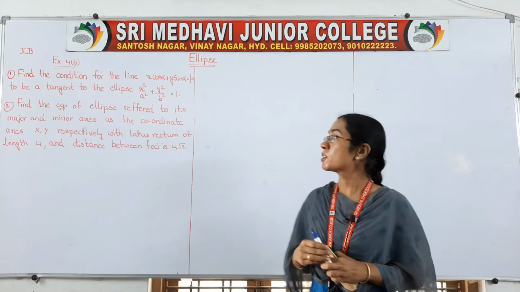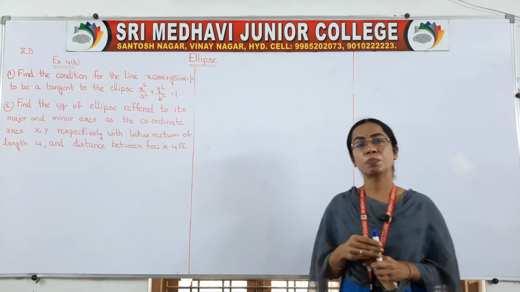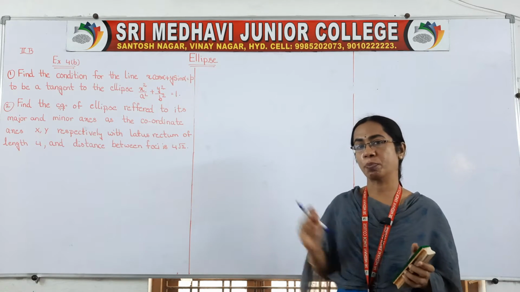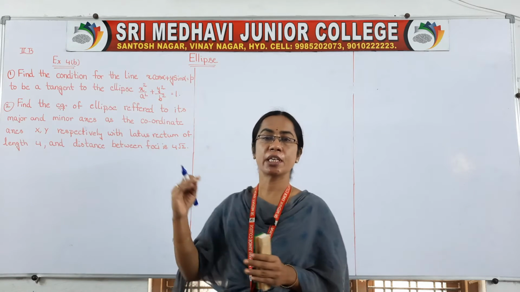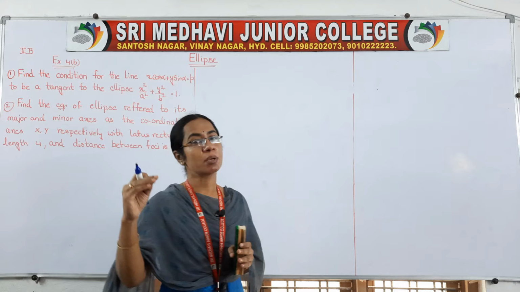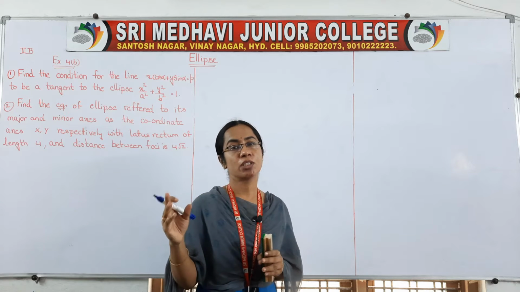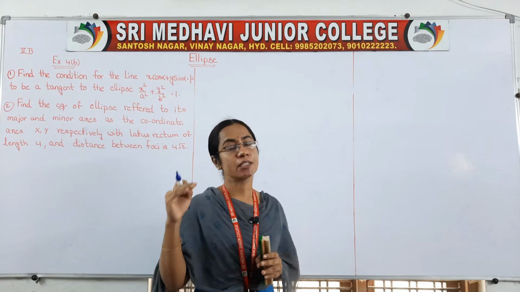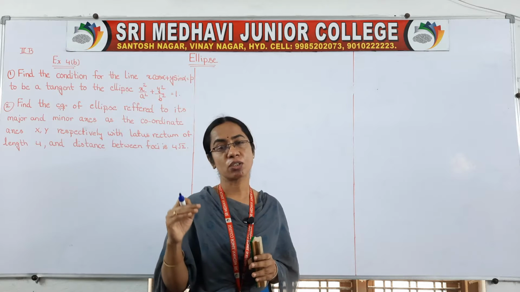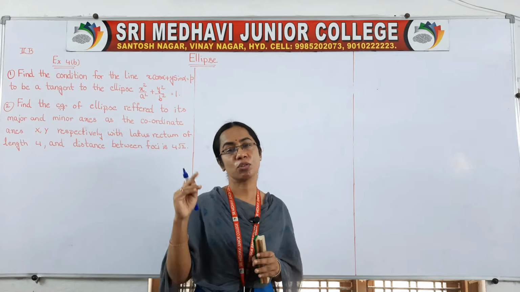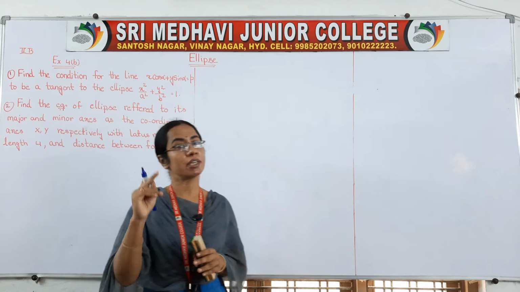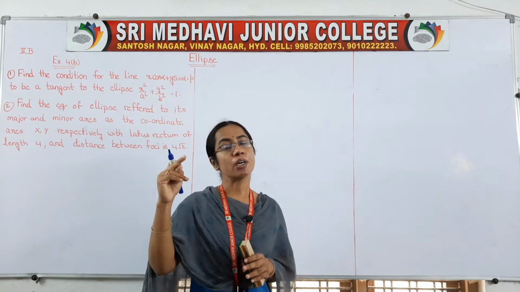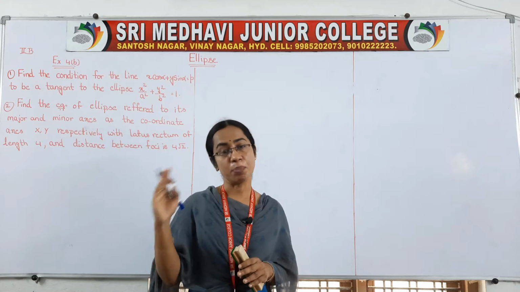Hello students, last two problems in the ellipse from exercise 4b. So actually which concept we are using? Suppose any line y is equal to mx plus c is a tangent to the ellipse in the standard form x square by a square plus y square by b square is equal to 1, then it has to satisfy one condition, c square is equal to a square m square plus b square.